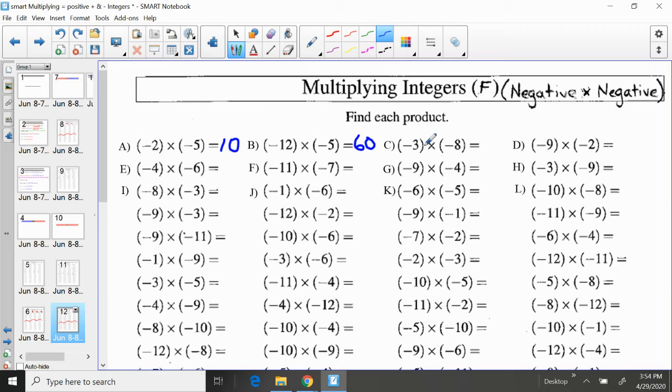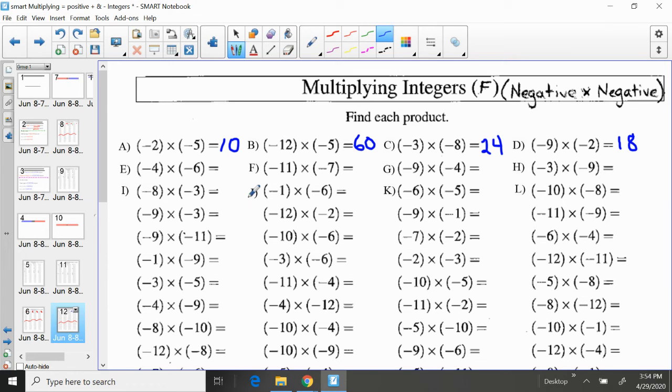So no need to put a positive or the plus sign to indicate positive. It's automatically positive. -3 times -8. I know my answer is going to be positive. So then what's 3 times 8? 24. And then -9 times -2. Negative times negative is positive. So what's 9 times 2? It's 18.